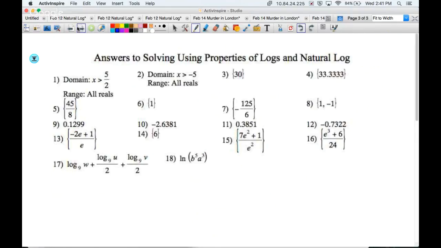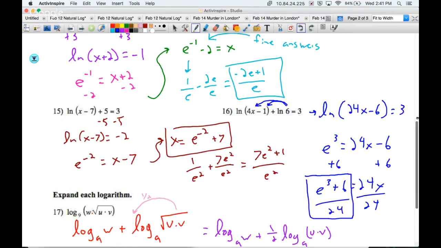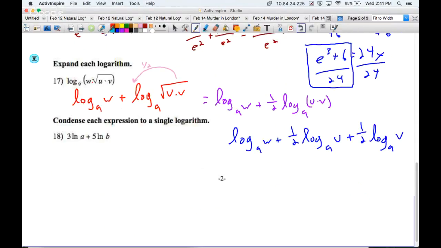That we did there. Okay, I see in the answer key, instead of writing a coefficient of 1/2, they divided these terms by 2. That's equivalent in my book. So I'm just going to leave it like that. We'll just do 18 and then call it good.